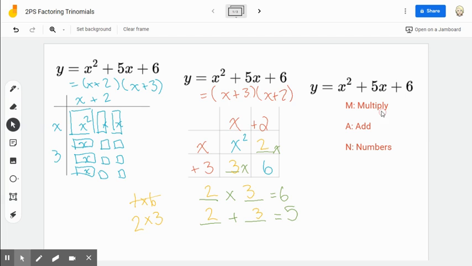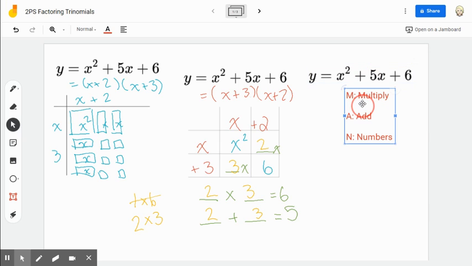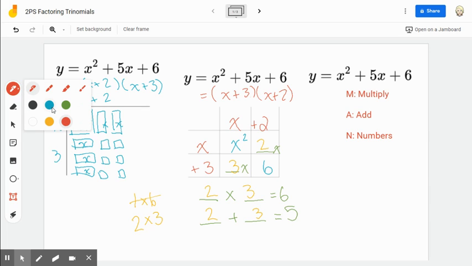Absolutely fine. The final method, I've abbreviated to MAN. So this is the MAN method. Essentially what we did here, but without writing the box of this. So M stands for multiply. We need two numbers that multiply to this one, the one that is just a number. Just a number. No x's with it.